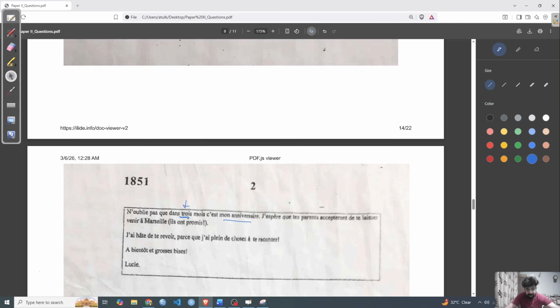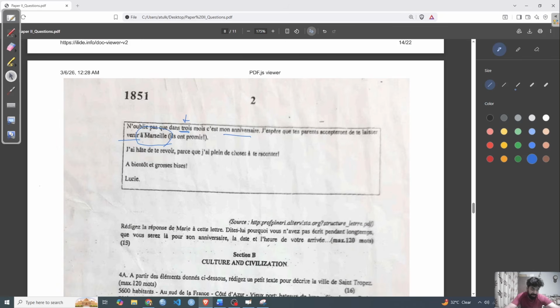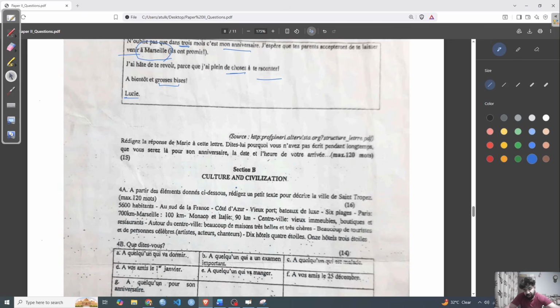And this again is asking us that it's my birthday, so don't forget to come. And then we have to write a letter. So we are going to mention the reason, the time, and the arrival part. And I think this one we can also do with the knowledge we had about it. So this again is of 15 marks. You can definitely do this one.